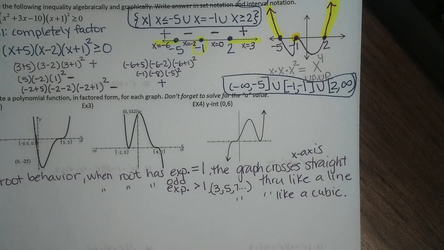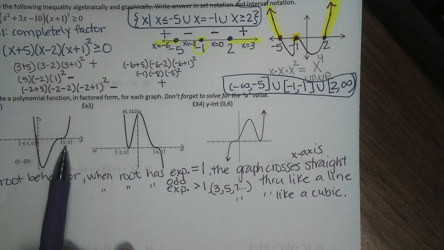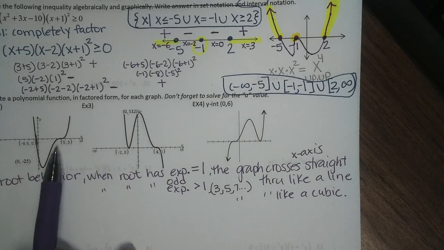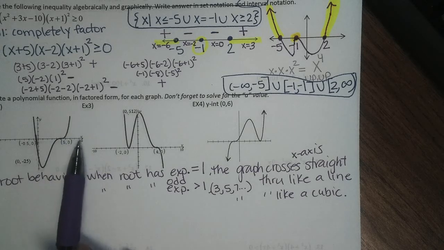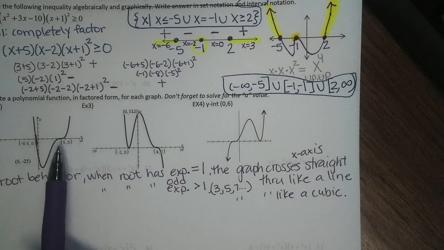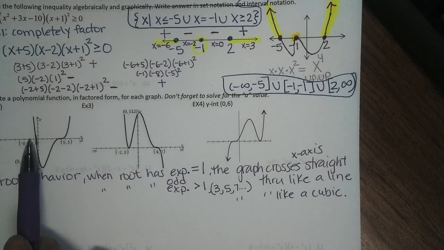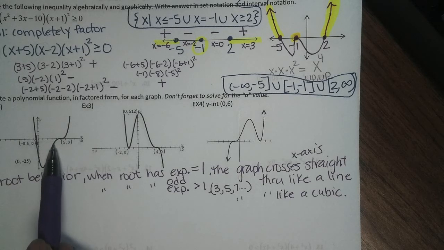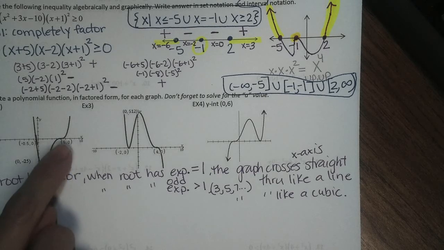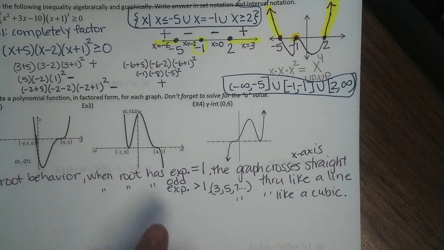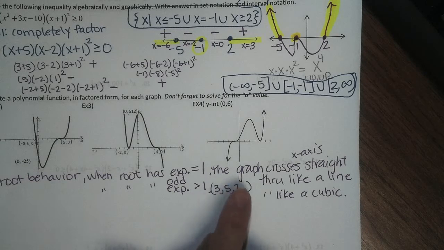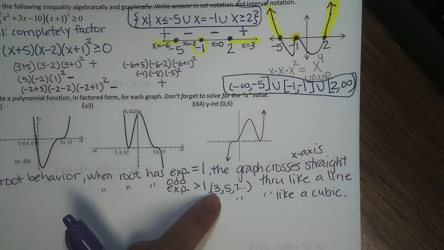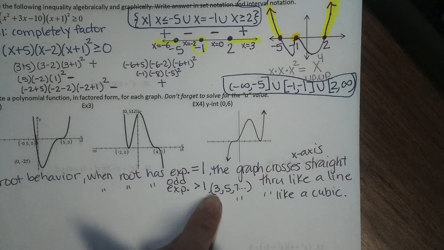So for example, this root here, 5, 0. Your graph is crossing the x-axis for sure, but notice how it's not crossing straight through like the line did, it's crossing like a cubic with an inflection point. So that means that this root here of x equals 5 is going to have an exponent of 3 or 5 or 7. And it doesn't matter which one you pick. I always suggest picking the smallest one, 3, because it makes the math easier to solve.